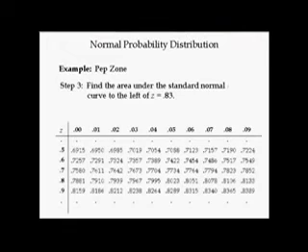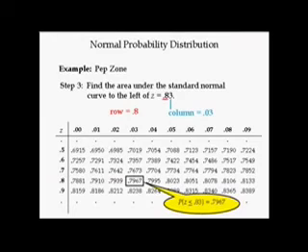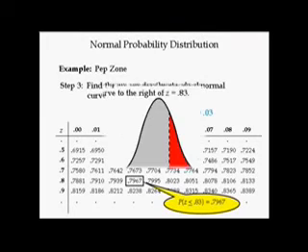Step 3, find the area under the standard normal curve to the left of z equal to 0.83. To find this probability, go to row 0.8 in the standard normal table, and then go down column 0.03. The intersection of row 0.8 and column 0.03 is 0.7967. Thus, the probability that z is less than or equal to 0.83 is 0.7967.